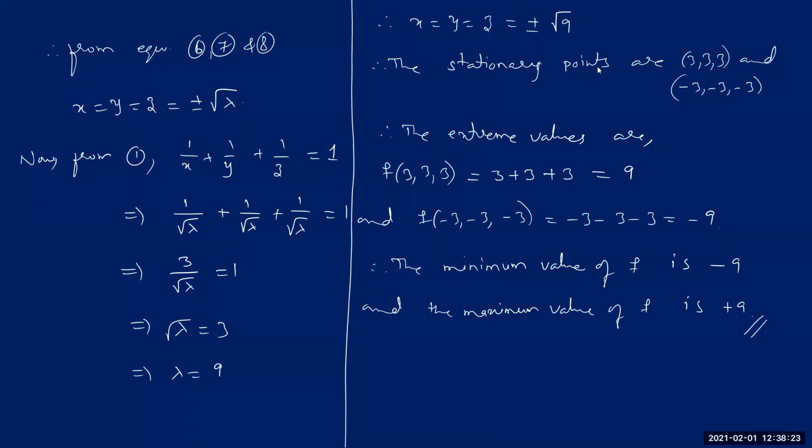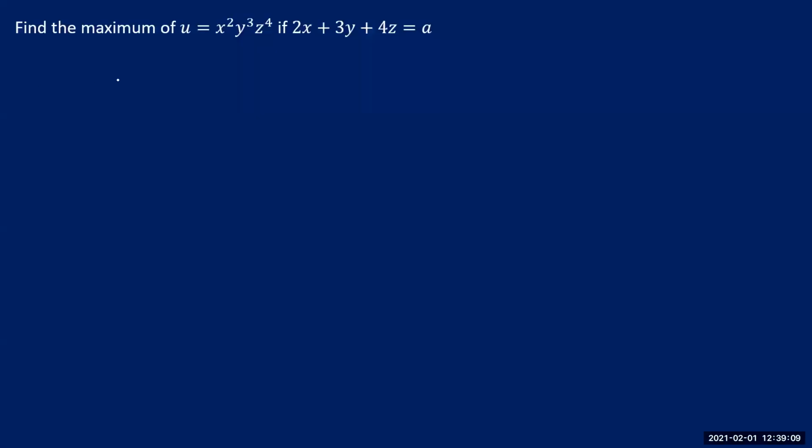Okay. Now let's look at this question. Find the maximum of u is equal to x square y cube z power 4 if 2x plus 3y plus 4z is equal to a.